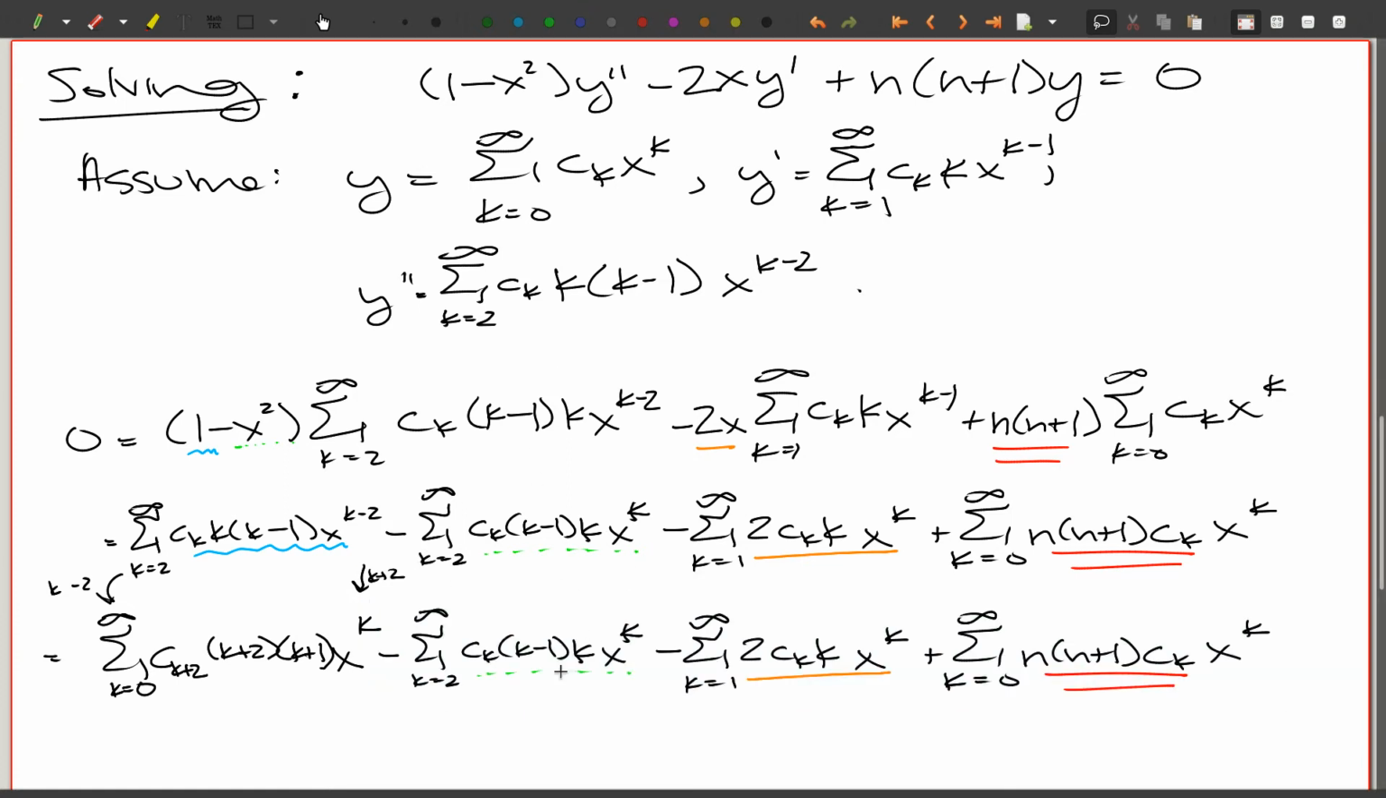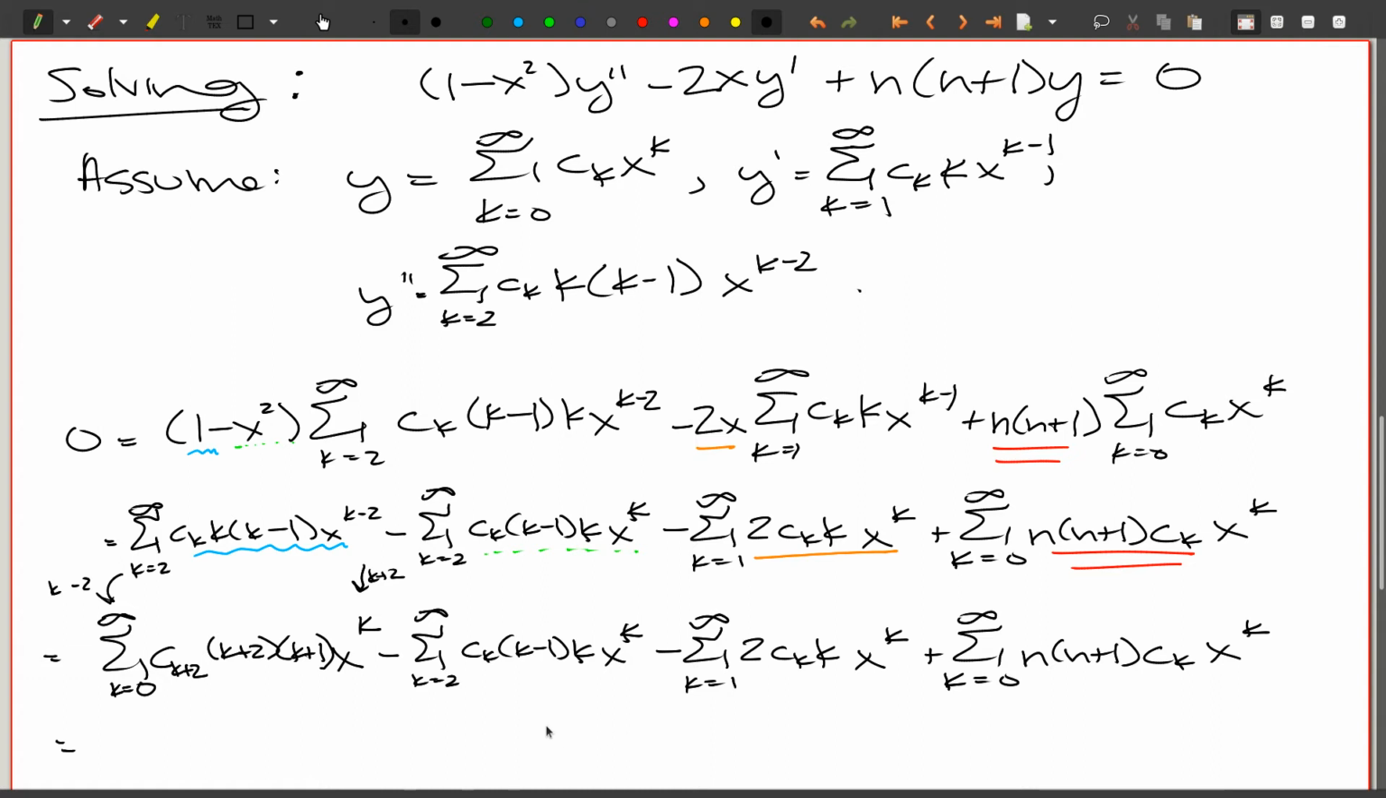Okay, so that's the only change that happened for us really, is changing that x sub k plus 2 or k minus 2 to x sub k. And now the powers of x on every sum are the same. So we can go ahead and think about how we would want to combine all these into a single sum.